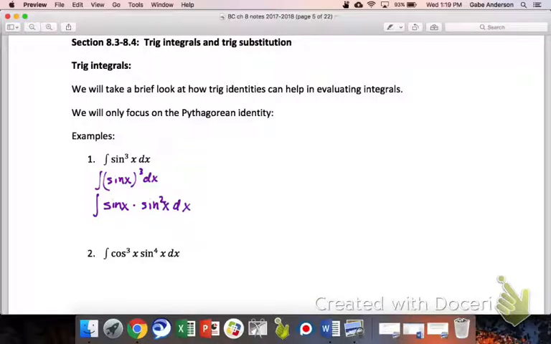What on earth would that accomplish in reality? Well, we can use the Pythagorean trig identity. So sine squared is also known as? 1 minus cosine squared. There you go. So we could rewrite this now to be sine of x, parentheses, 1 minus cosine squared.